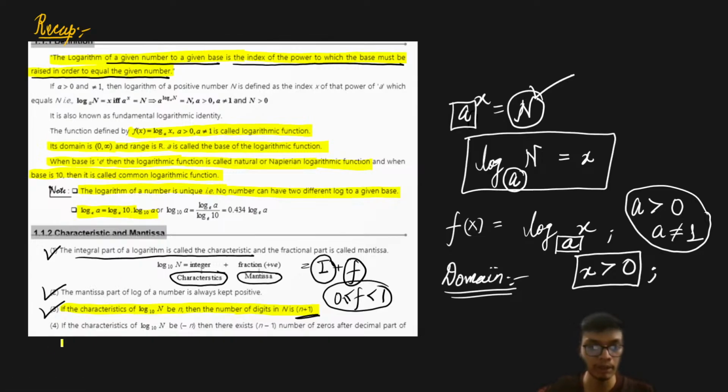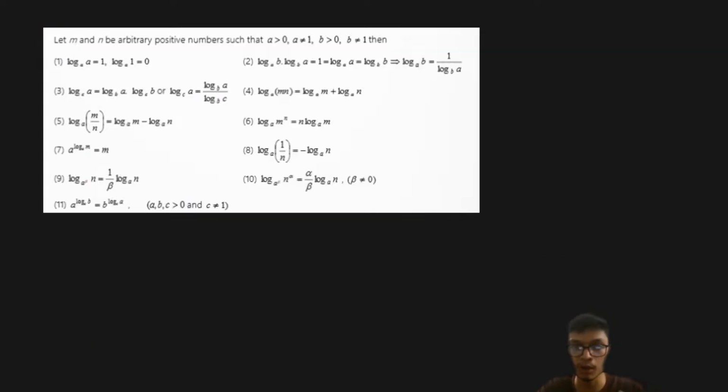Next, one more important property is that if the characteristic of log of N base 10 is minus n, then there exist n minus 1 zeros after the decimal point of the number N. So if the characteristic turns out to be minus small n, then there exist n minus 1 zeros after the decimal point of the number. I hope this part is clear to all of you, right? With this, we are basically done with the small recap.